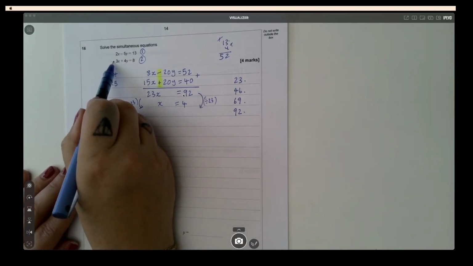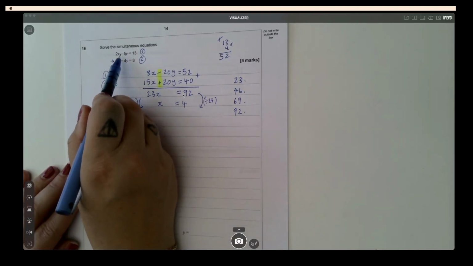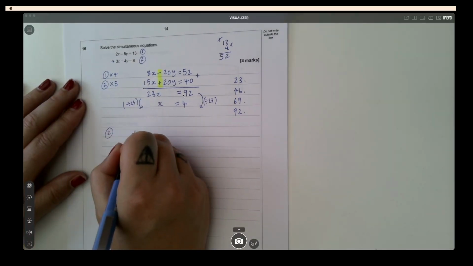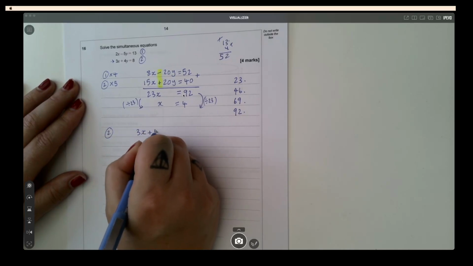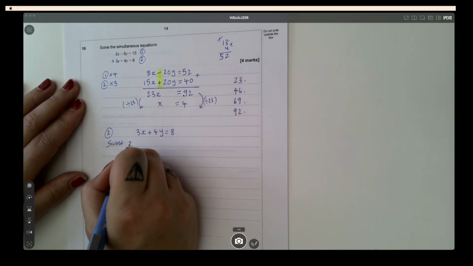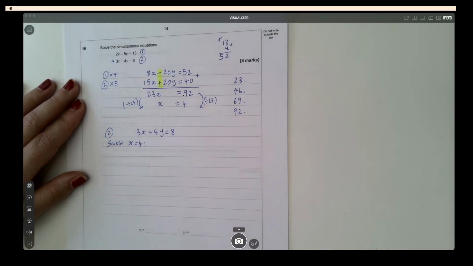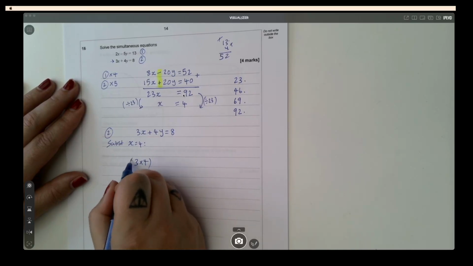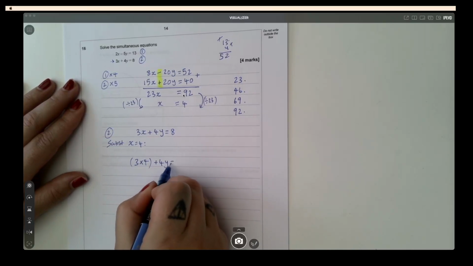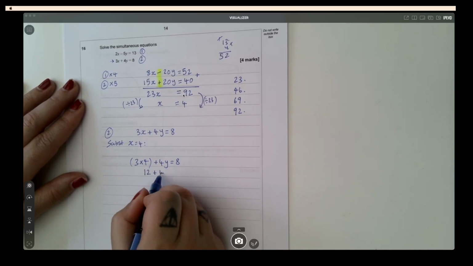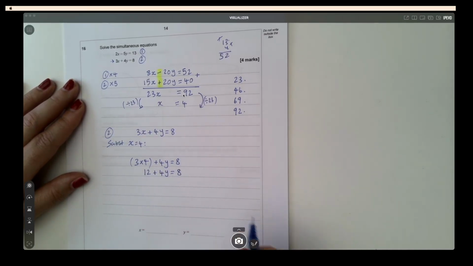I'm going to use the bottom equation because I'm dealing with a positive and I don't have to worry about negatives. So using equation 2, which is 3x add 4y equals 8, I'm going to substitute x equals 4 into the equation. So 3 times 4 add 4y is equal to 8. 3 times 4 is 12. So 12 add 4y is equal to 8.